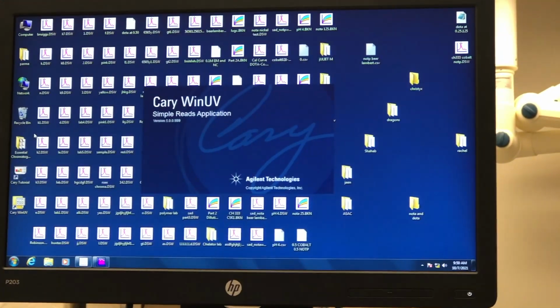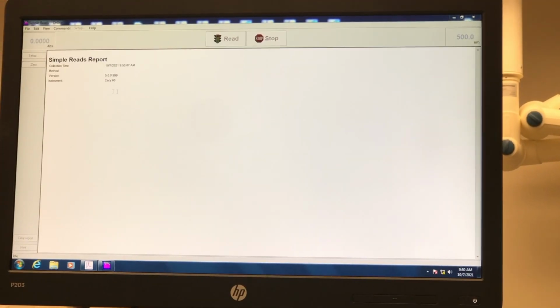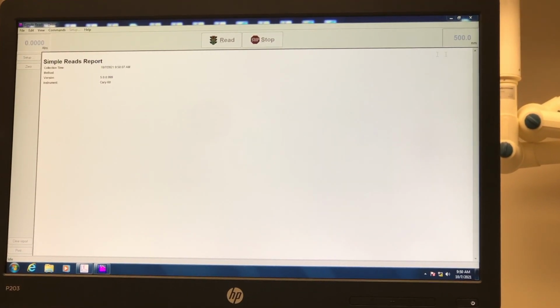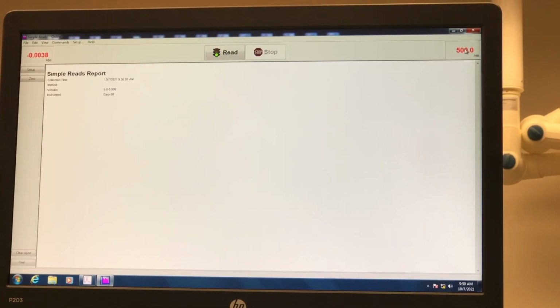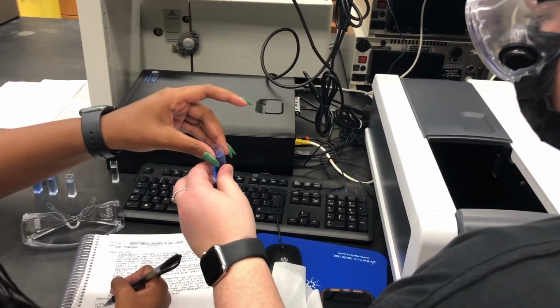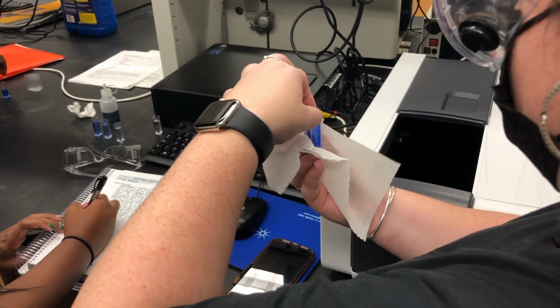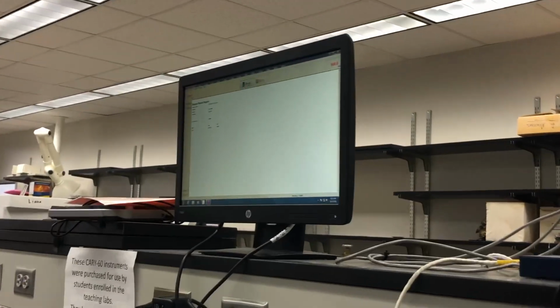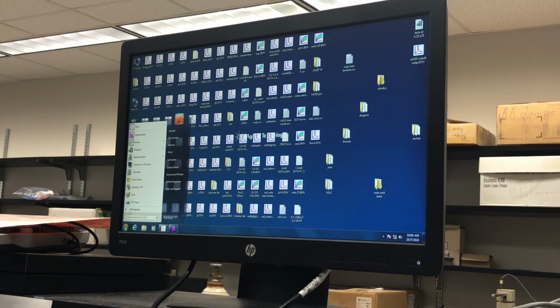Then we pulled up the Simple Reads application. We zeroed the reader and then put in our stock solution to be scanned. We cleaned the 2 sides of the cuvette the light would be passing through, carefully placed it in the machine, and closed the lid. We then hit read and found our wavelength of our stock solution was 560 nanometers.